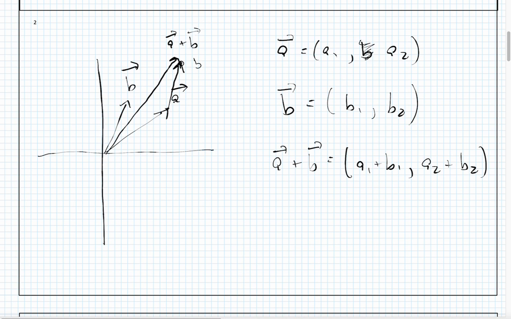And again, I hope this is all review to you. We know that if I have a vector that looks like this, that if I multiply it times -1, it has the effect of just turning it around and having it face the other way. Again, I hope that this is all review for you. Okay?